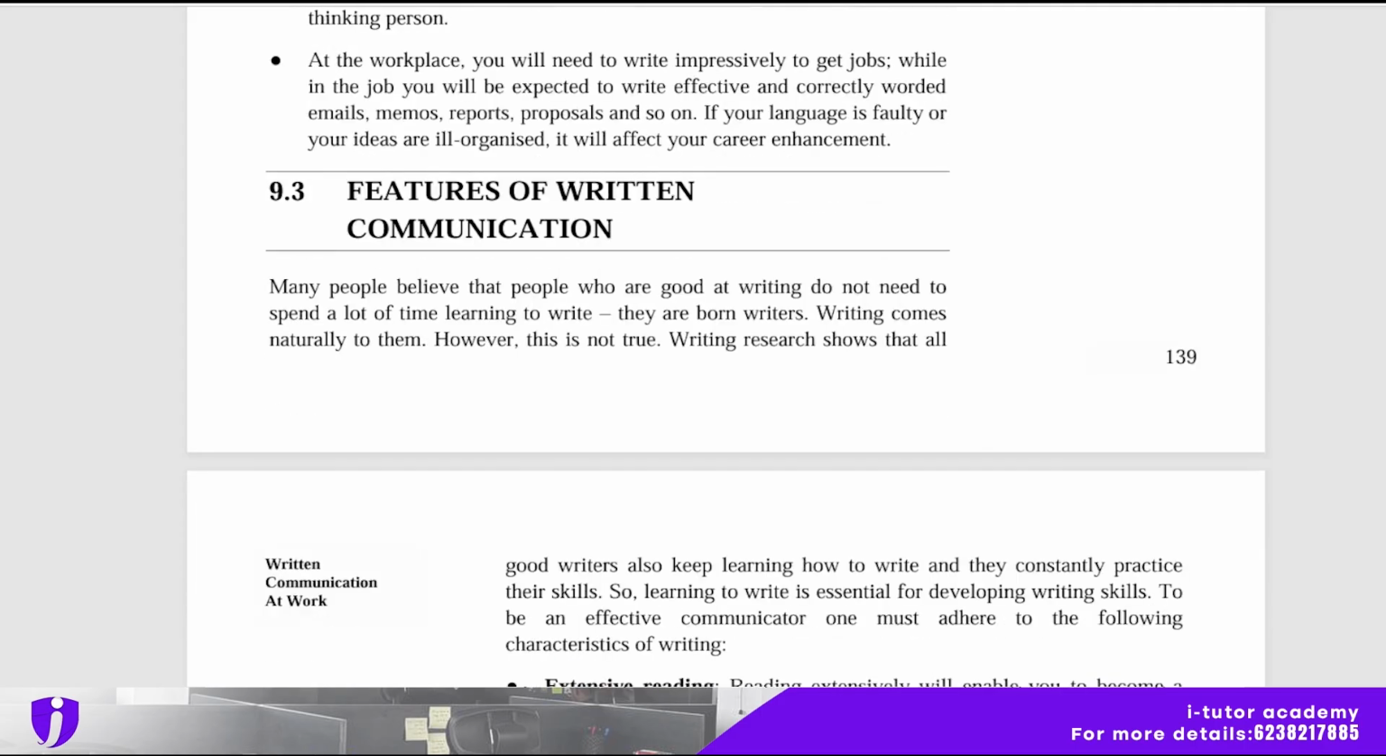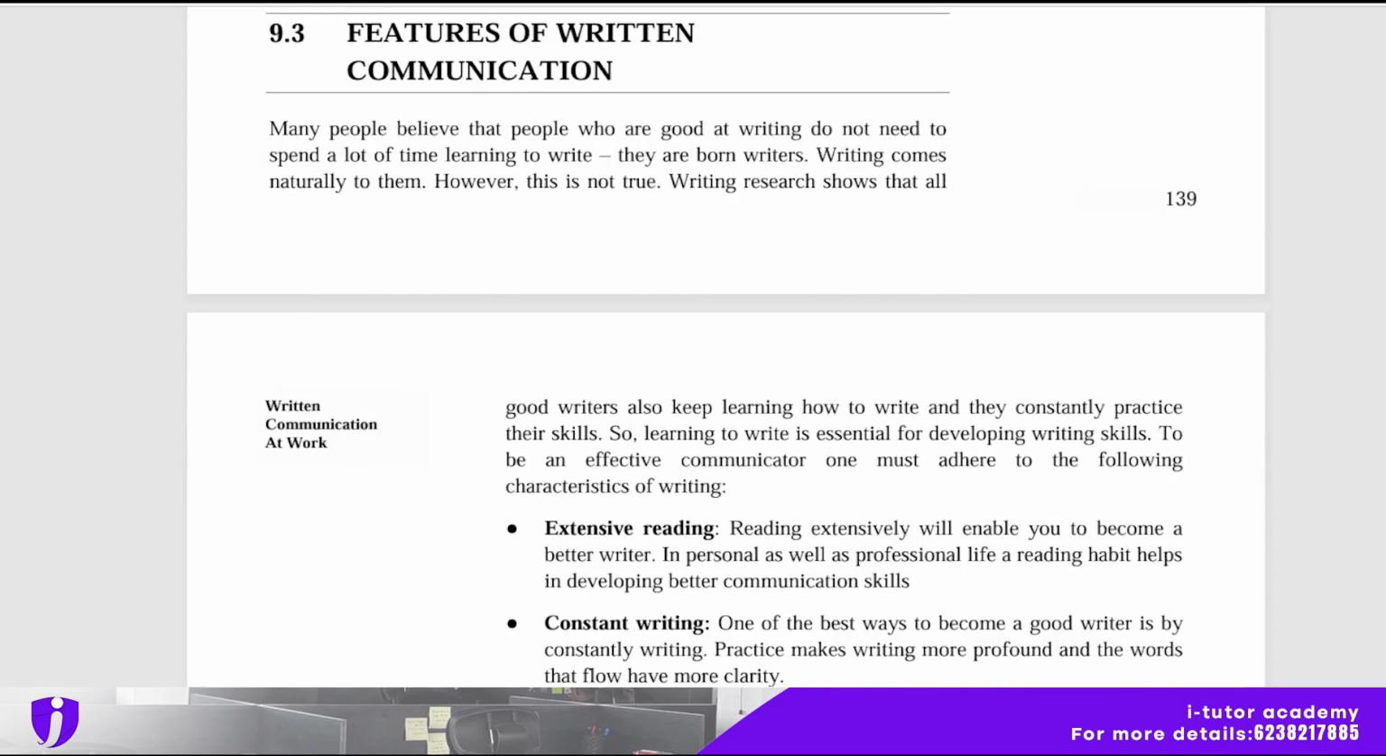At the workplace, you will need to write impressively to get a job, and while in a job you will be expected to write effective and correctly worded emails, memos, reports, proposals and so on. And features of written communication.